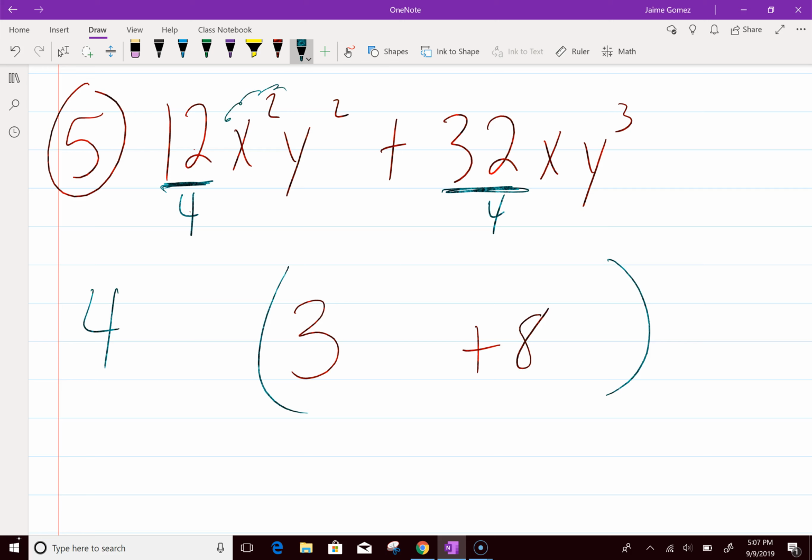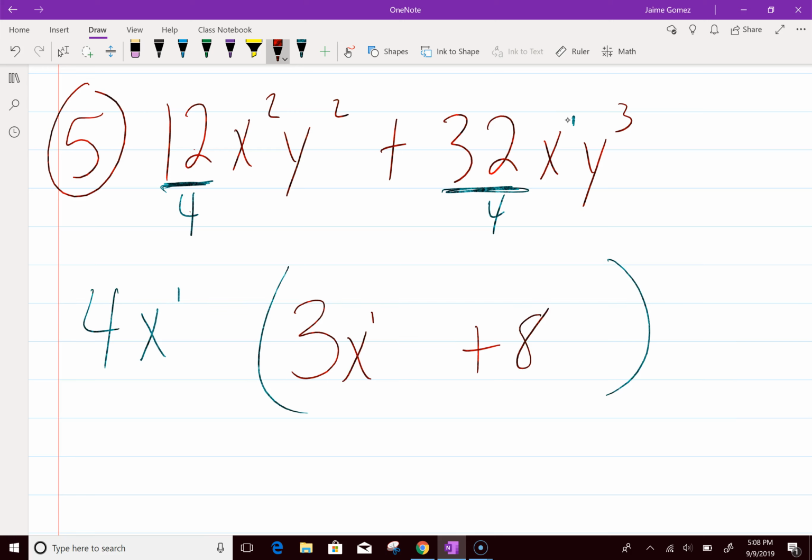I have 2 x's. I have 1 x. I have 2 x's here and 1 x over there. So 2 x's over here, 1 x over here. You take out the smallest one. I can take out x to the 1. That's what you do. Take out the smallest one. I have 2, but I'm taking away 1. 2 minus 1 is 1.